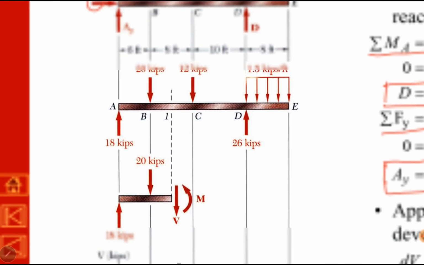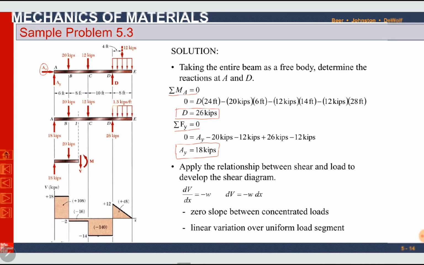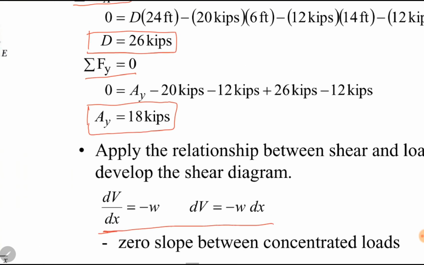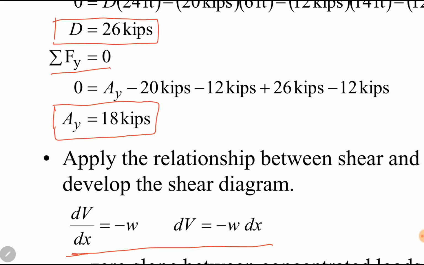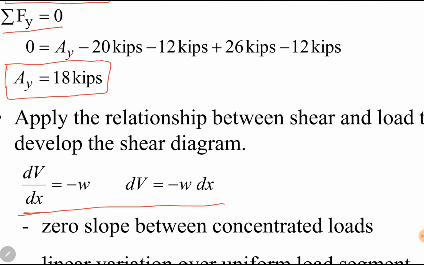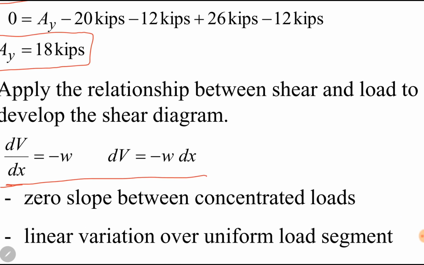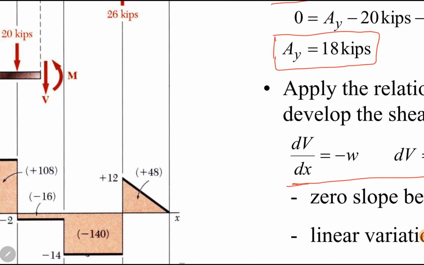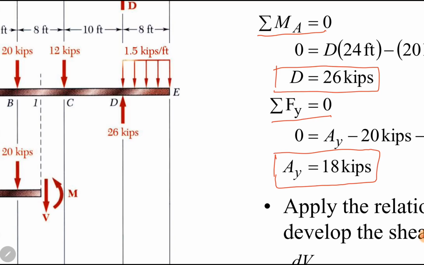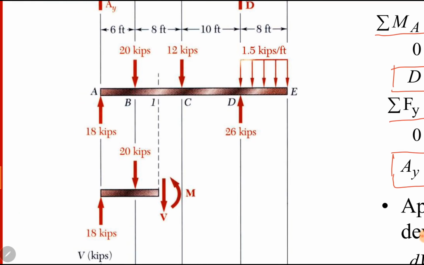I will move forward to show it to you. Apply the relationship between shear and load to develop the shear force diagram. This relationship is for distributed loads only. W is distributed load. Zero slope between concentrated loads. Between two concentrated loads, slope will be 0. And linear variation over uniform load segments. Uniform load segment is simply a horizontal line. It is uniform, so the shear force will be one degree higher. It will be linear. So let us start here.